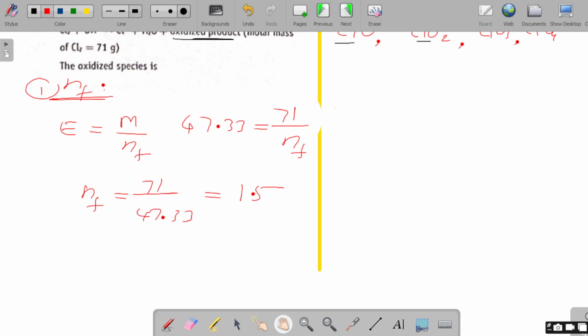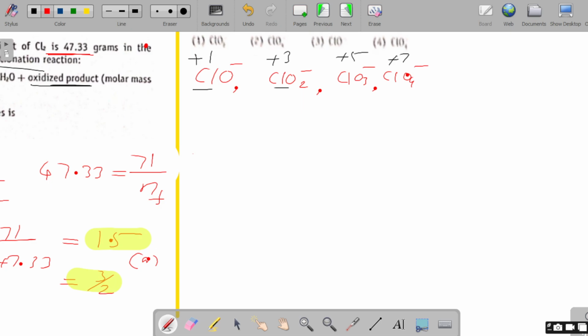Both are the same, of course. Okay, now I am keeping 3/2. So next one, for this disproportionation reaction, so n factor you got it. The n factor is 1.5 or it is 3/2. Now we are moving to the second step.